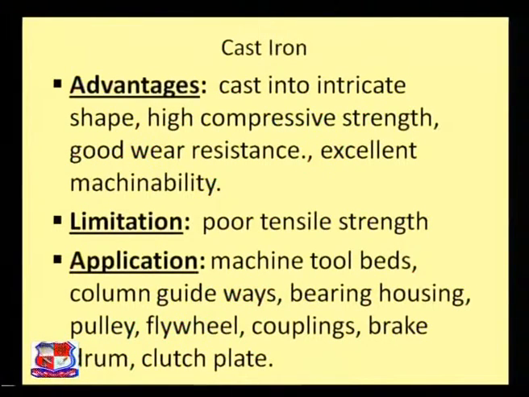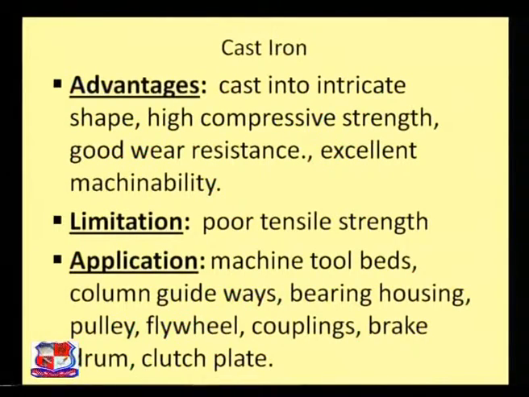Now there is a limitation of cast iron also, that is poor tensile strength. The cast iron component shows poor tensile strength. Now we will see applications: machine tool beds, column guideways, bearing housings, pulleys, flywheels, couplings, brake drums and clutch plates. These are the practical applications in which the components and objects are made of cast iron.